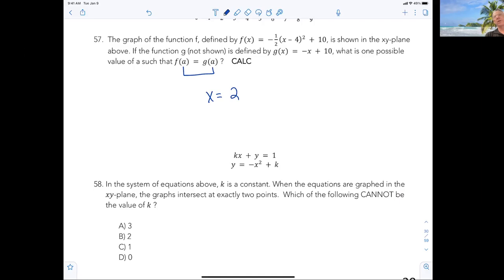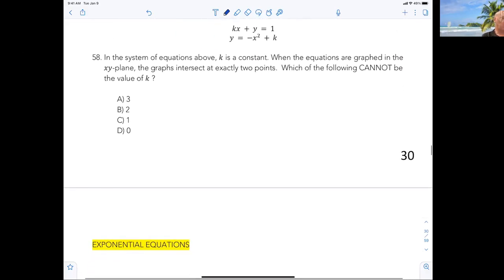Does anybody know what the other answer was? Anybody tell me? I don't have it down. 8, was it? Thank you. All right, so we'll go with X equals 8. Yes, that is actually correct. I just checked. Very good. Okay. Now, number 58, I want to take a look at for a quick second.